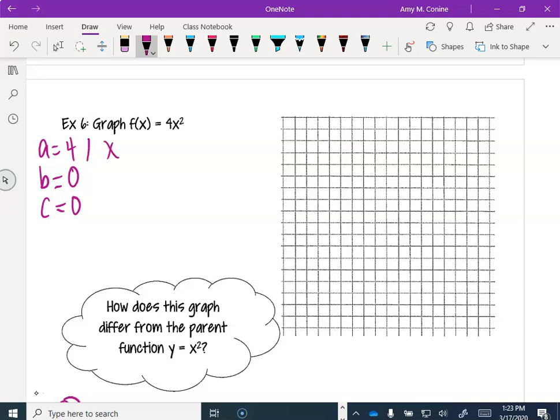I think you guys have gotten into a pattern now where you recognize that when b is 0, your axis of symmetry is 0. And then when we plug that back in to find our vertex, it will be at 0 and whatever's left in the function, which happens to be 0, 0. So vertex is at 0, 0.